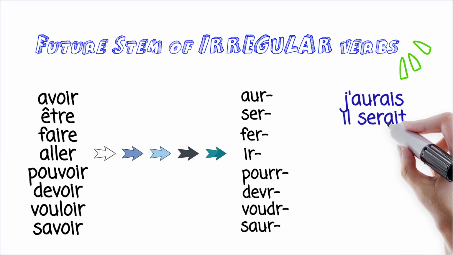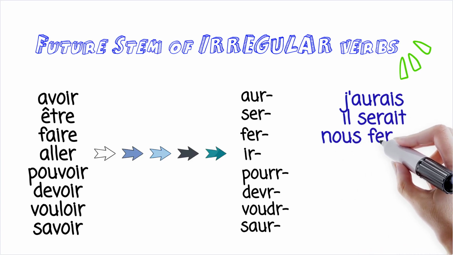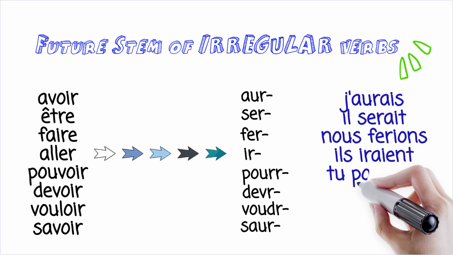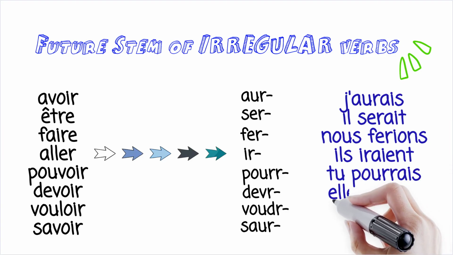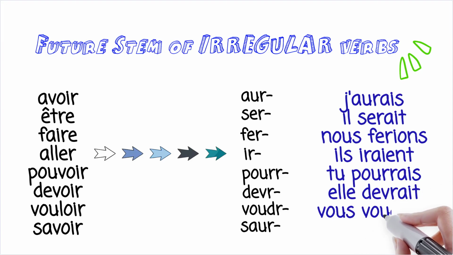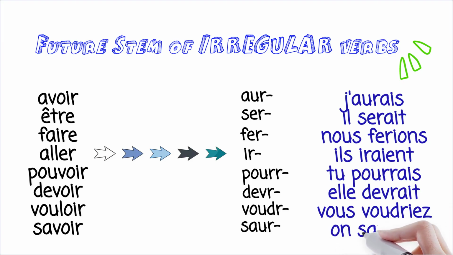For example, j'aurais, I would have. Il serait, he would be. Nous ferions, we would do or we would make. Ils iraient, they would go. Tu pourrais, you would be able or you could. Elle devrait, she would have to or she should. Vous voudriez, you would want. And on saurait, one would know. And as you can see, our endings are just remaining exactly the same, but instead of adding them onto the infinitive, we're adding them onto the stem that we've created for the irregular verb.